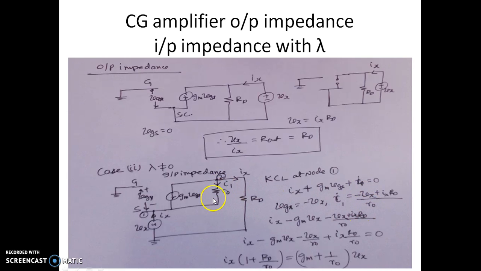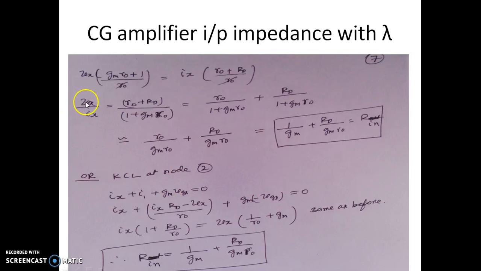So this is the current flowing through R0, and we can write the expression as Ix minus Gm into Vgs, minus Vx by R0 plus Ix Rd. So this is the expression. Of course, this will be equal to 0. By rearranging this expression, we have the ratio of Vx by Ix. So Vx by Ix happens to be R0 plus Rd by 1 plus Gm R0. So that can be written in this way.